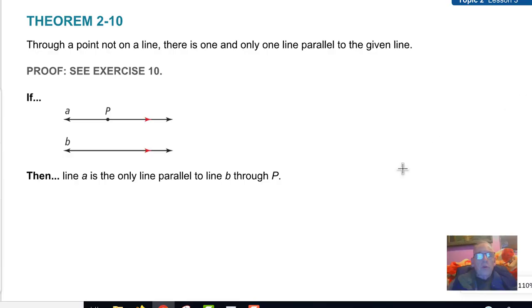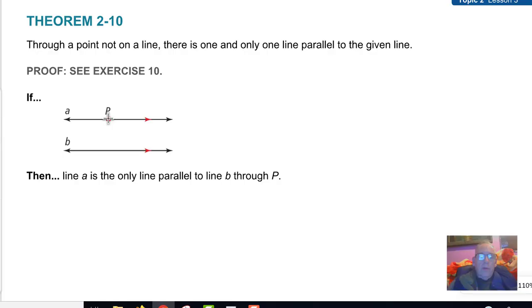So here's our theorem 210. We've had 9 other theorems in the first and second sections. Now we're in the third section. Again, you should be keeping these theorems on a list in order in your notes. So let's see what theorem 210 says. Through a point not on a line, there is one and only one line parallel to the given line.